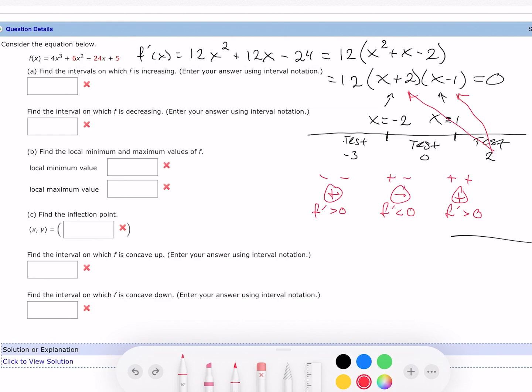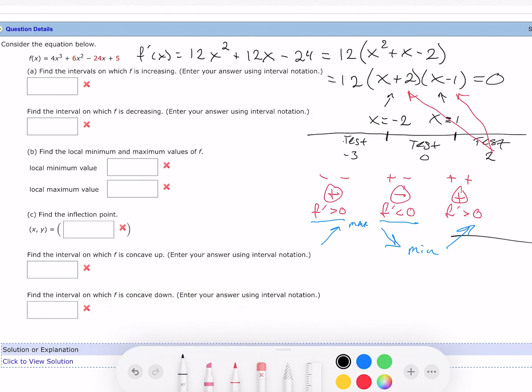As we change from a positive slope to a negative slope, what is happening in between? We've reached a max. And when we transition from a negative slope to a slope that's greater than 0, a positive slope, what's happening there? There's a minimum there. So finally, well, we weren't being asked that just yet, so let's not get too far ahead of ourselves.